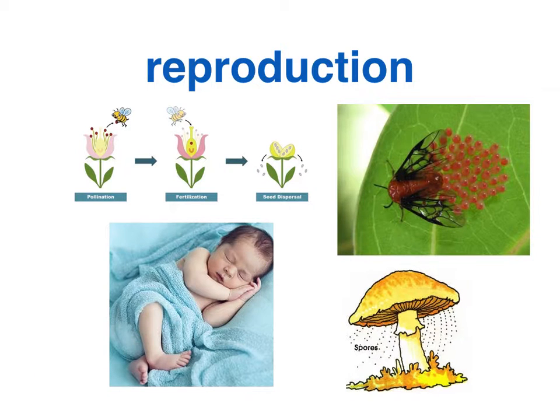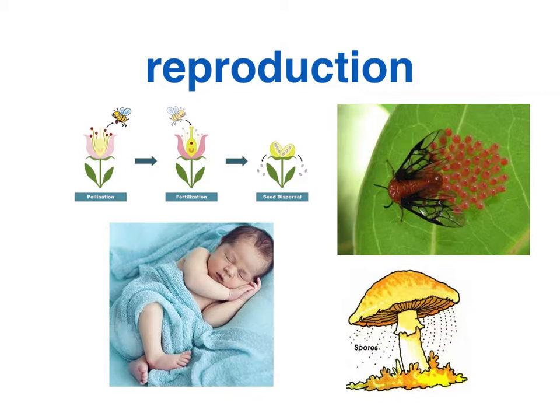The second process is reproduction, and this means to have offspring. This means having babies or living things similar to the parents. On the top left, you can see a plant, and here you can see a bee that is taking pollen from one part to another part of the plant, so we finally get a fruit with seeds inside, which is the way most plants reproduce.